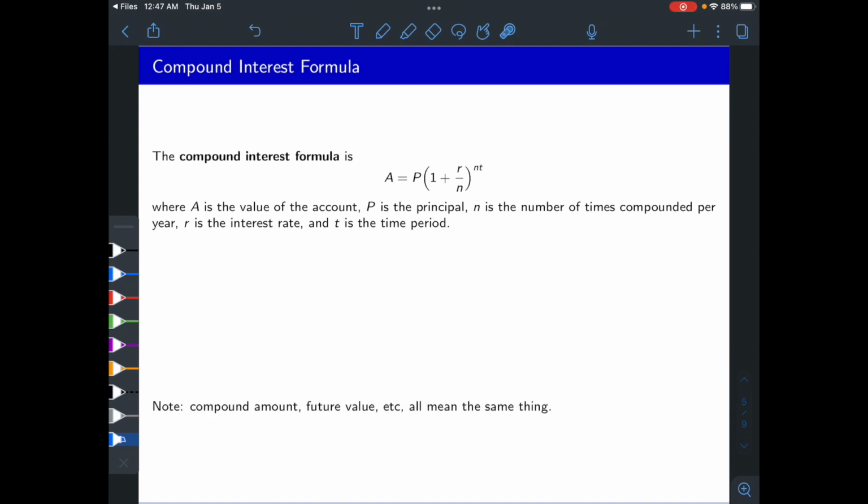Compound amount, future value, etc. These all mean the same thing. That's just whatever the value of the account is after T years. So you'll every now and then see these questions phrased slightly differently, like calculate the future amount, calculate the compound amount. I think generally speaking, they all mean the same thing.